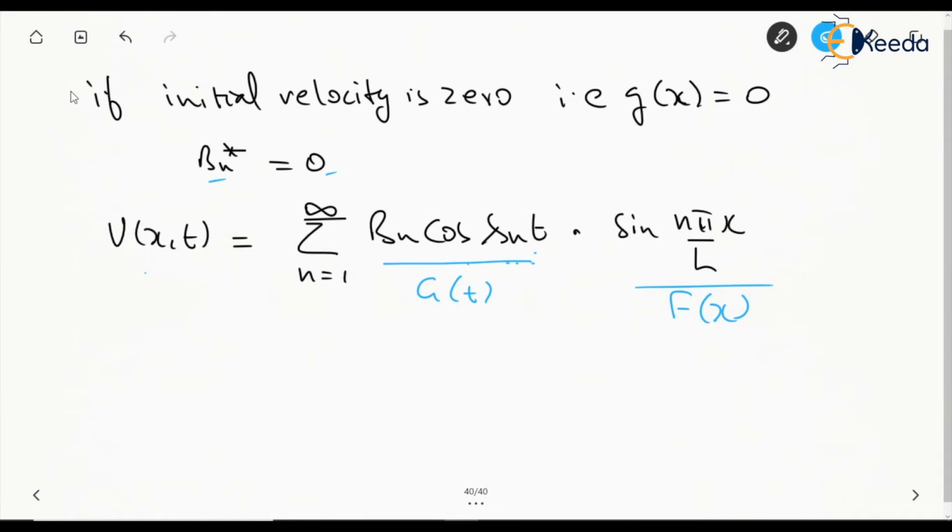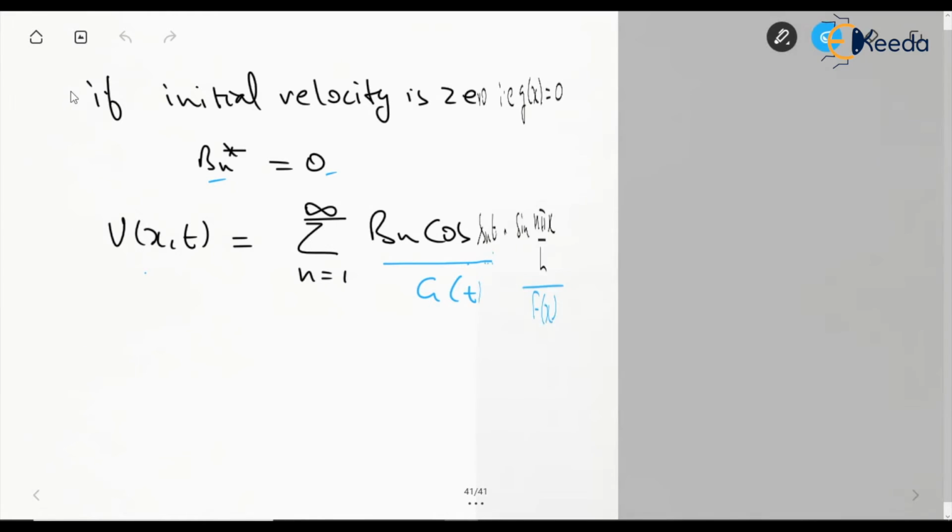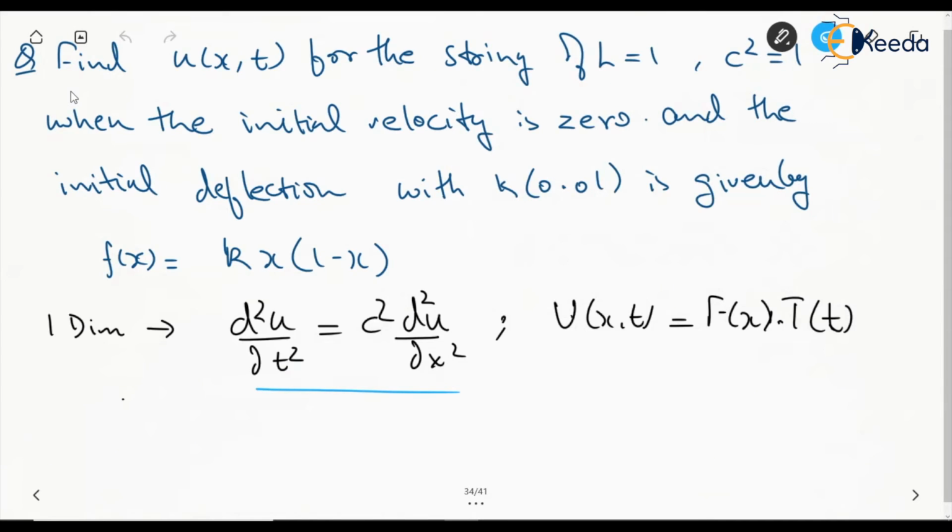Now let's see what was the question. The question was that f of x was given as k times x into 1 minus x. So what are the things we will need? First thing, we need this bn, because it is also given that the initial velocity is 0, so that is g of x is 0. In the question we were discussing, we have L equal to 1, c square equal to 1, and the initial deflection, which is f of x, is given by this, right?